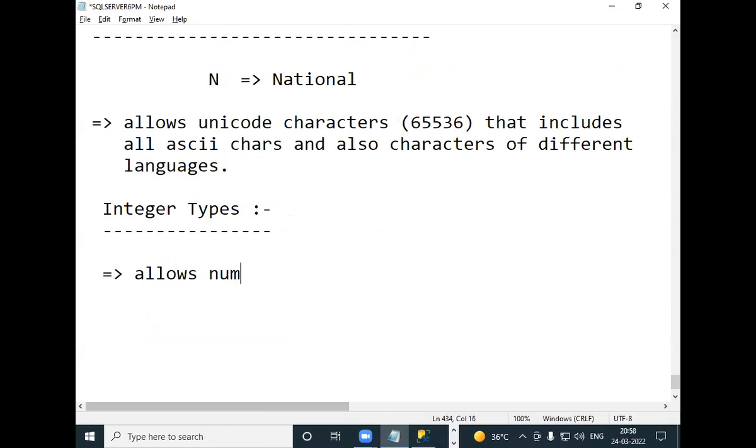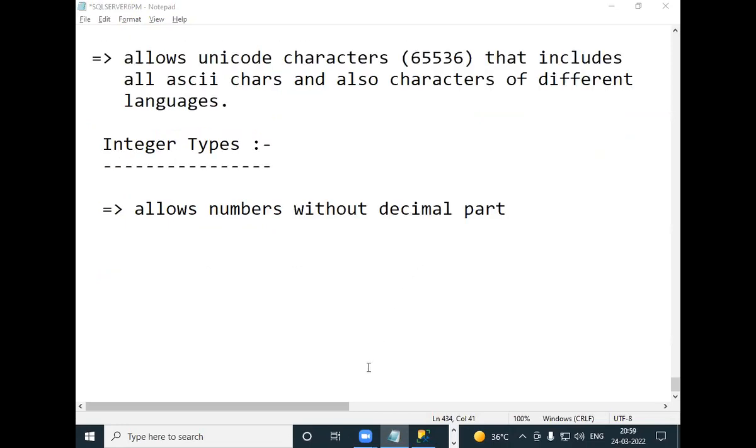Next. Integer types allow what? Numbers. The previous types allow characters and alphanumeric, but this allows only numbers, without the decimal part. So integers means numbers without decimal.